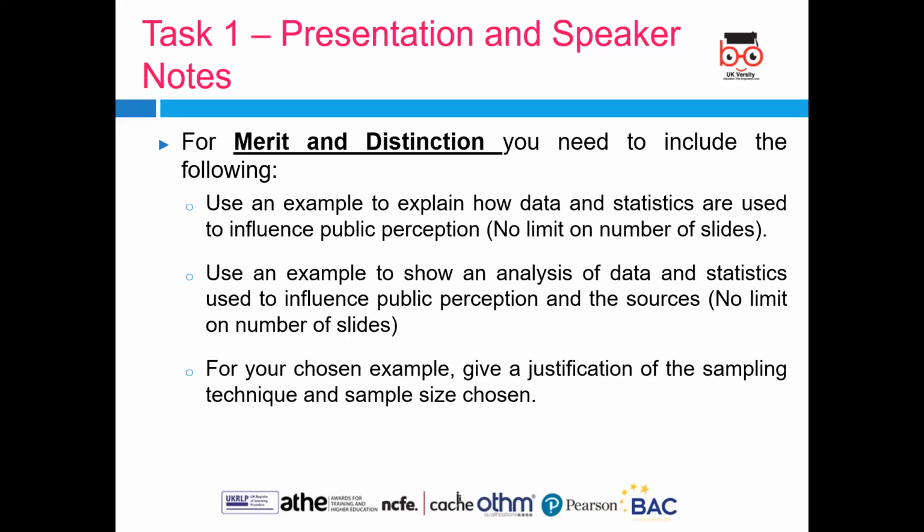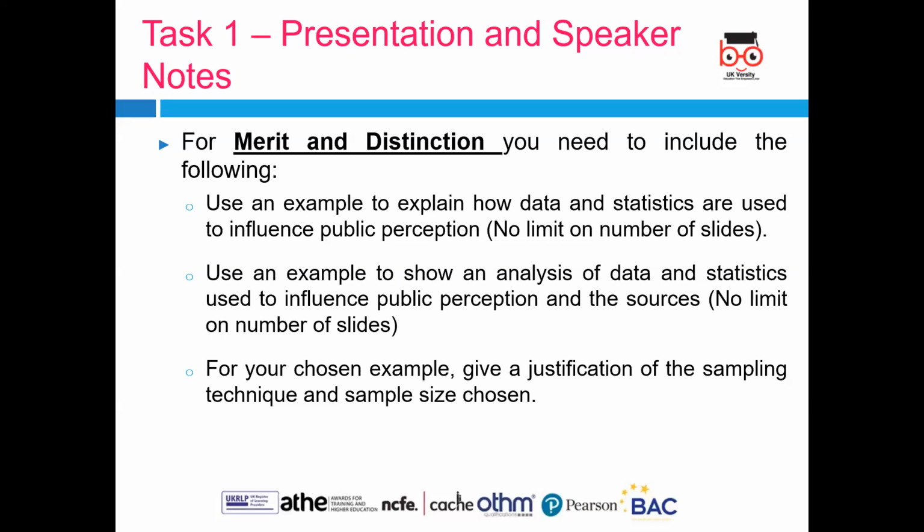Now, if you want to achieve merit and distinction, you need to also include the following. So you use an example to explain how data and statistics are used to influence public perception. So here there is no limit on slides. If you remember from the sessions we had done on something related to climate change and other examples also we had considered. So you can also include other examples to explain how data and statistics are used to influence public perception.